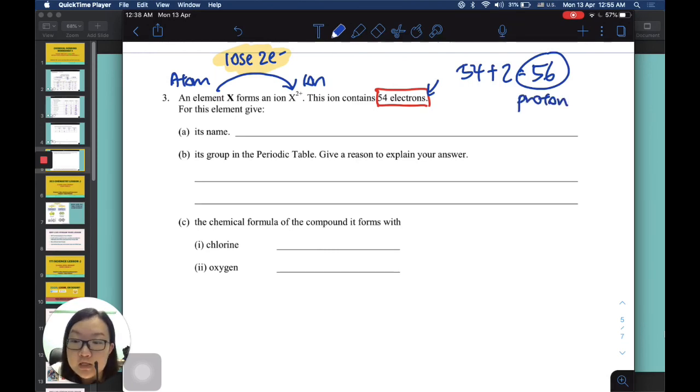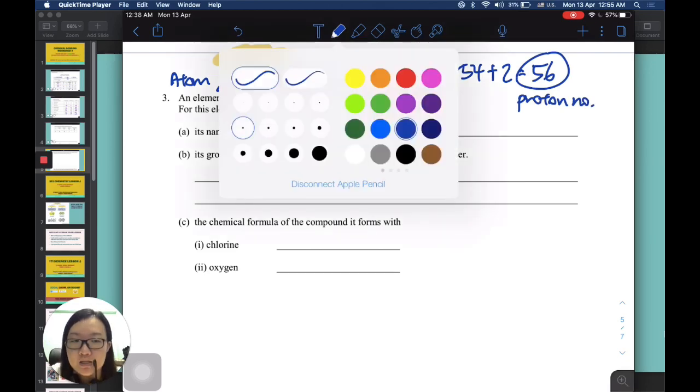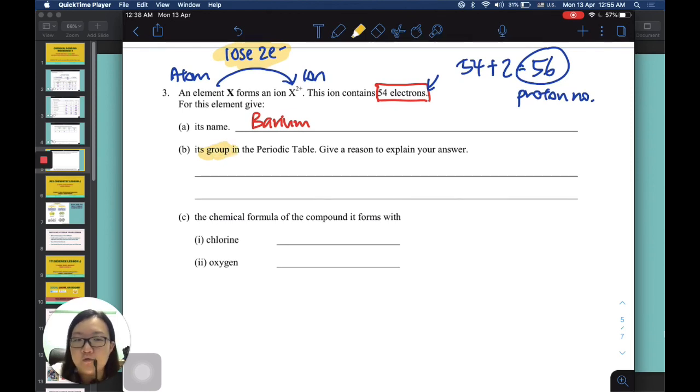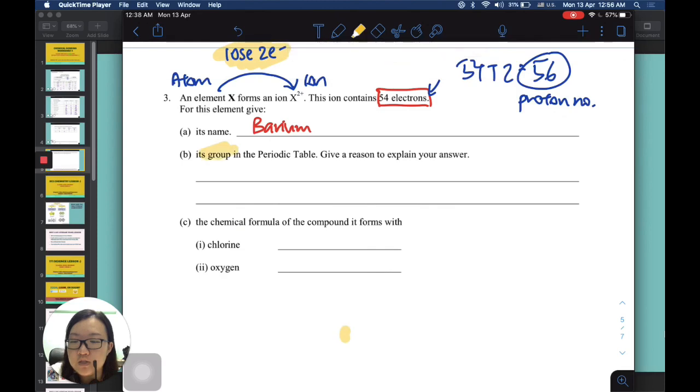Because the number of electrons equals the number of protons for atoms, you know that element X has 56 protons. That is the atomic number, right? So if you go and see the periodic table, barium will have 56 protons. So therefore, part A answer is barium.